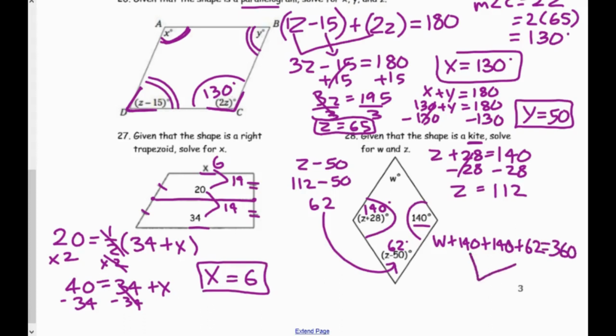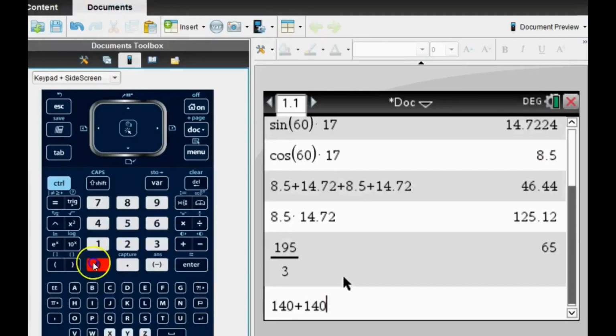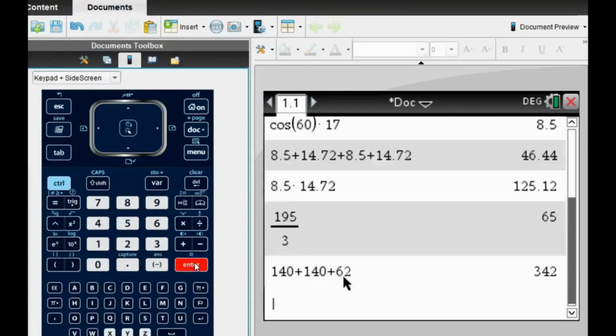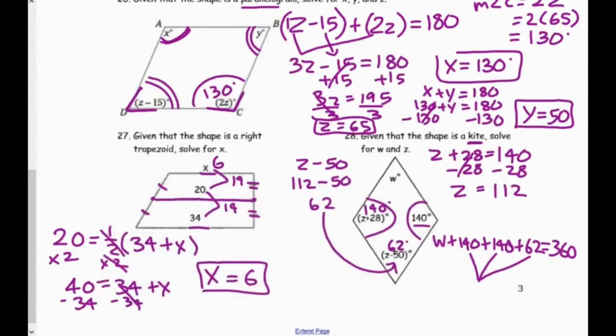So basically, we're going to add up all 3 of these numbers, 140 plus 140 plus 62, okay? 342. And we're going to take that away from 360. So 360 minus 342, W is going to equal 18 degrees. Alright?